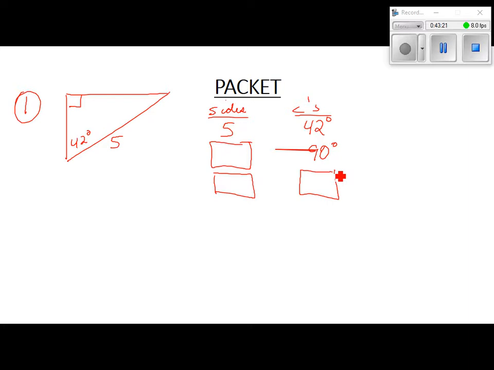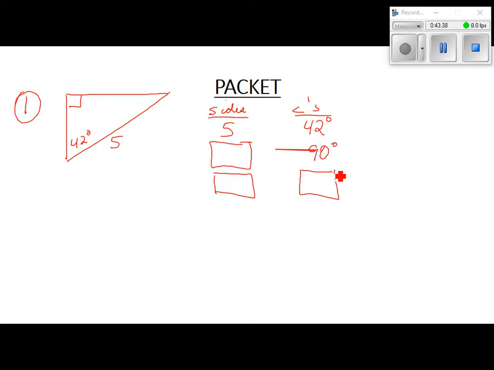All right? What's the easiest one to find? One of the sides or the angle? The angle probably this time. Why is the angle easier this time? So add them up, 90 plus 42, subtract that from 180. Grab your calculator.